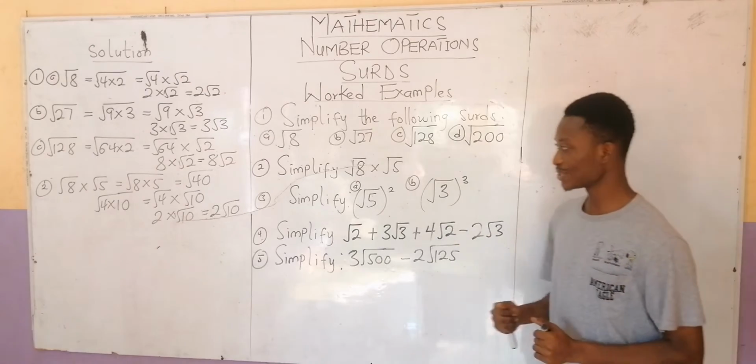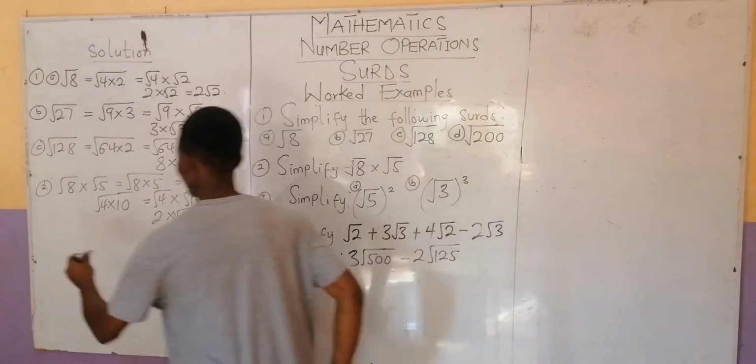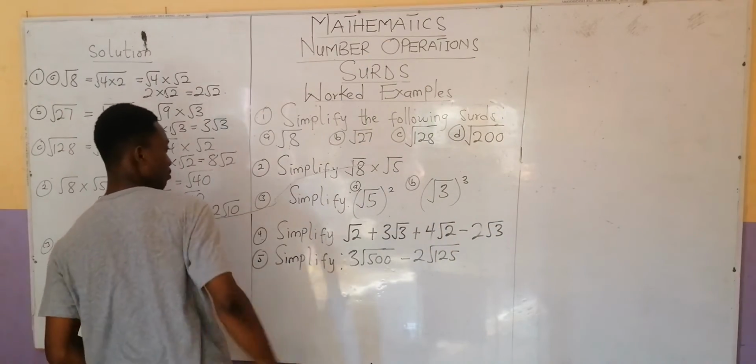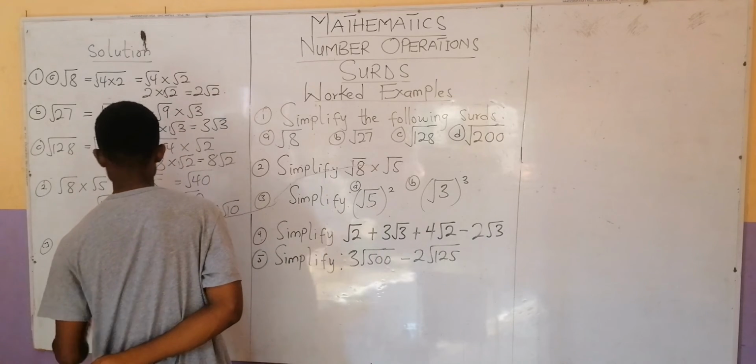Following, let's go to the third one. Fast forward. So we have root 5 squared.